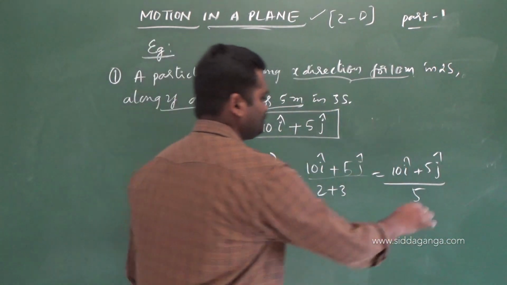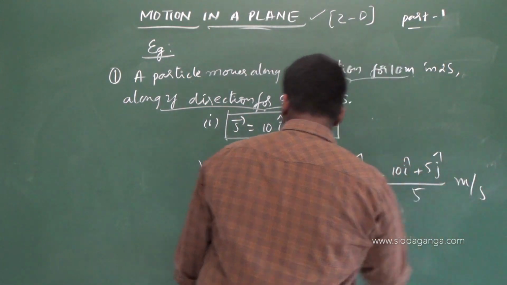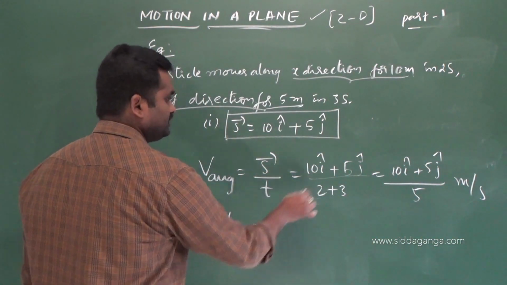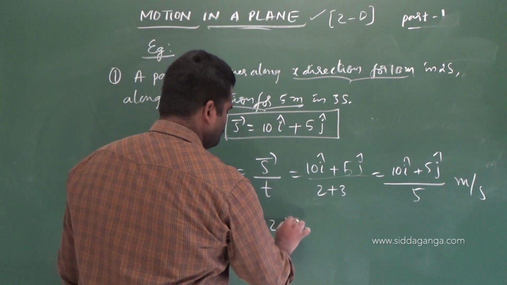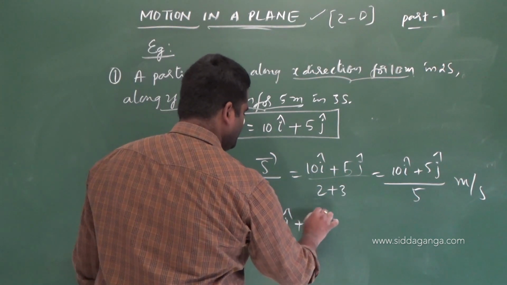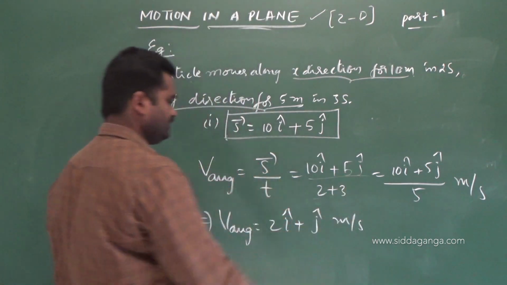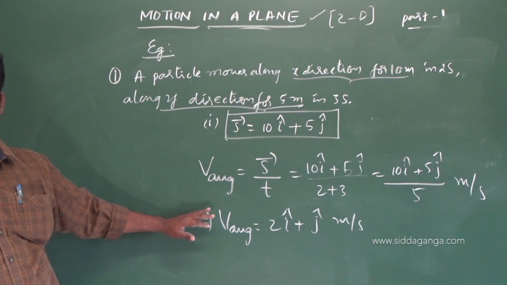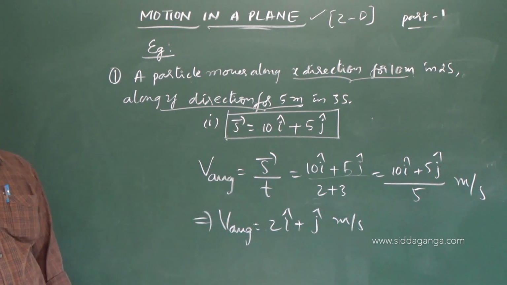Meter per second. V average equals 10 by 5, which is 2 i cap plus j cap meter per second. Like this you have to solve. This is about how to find out the average velocity.